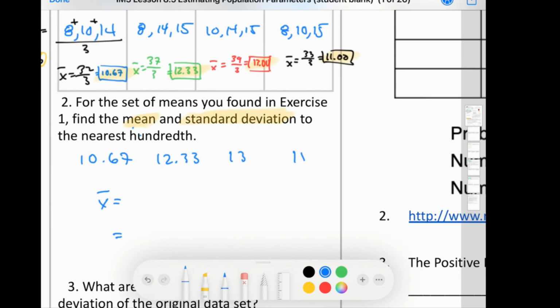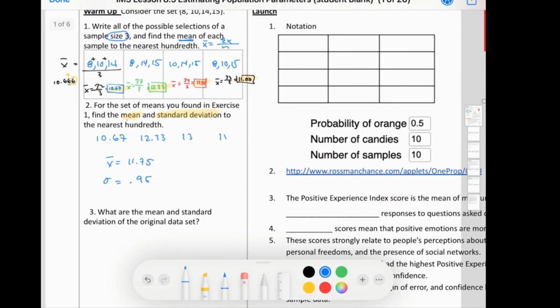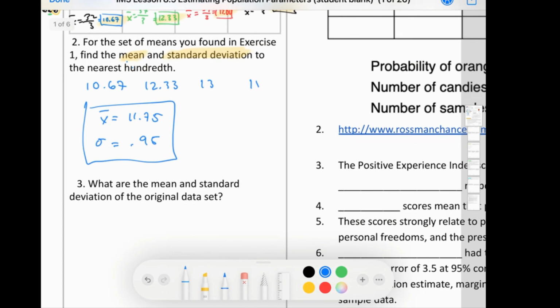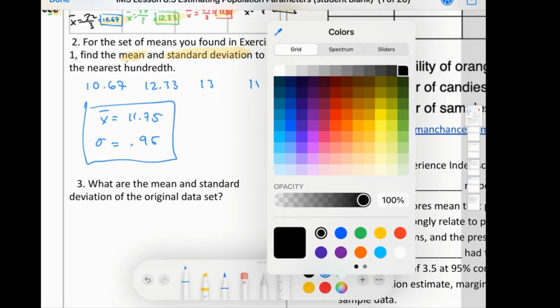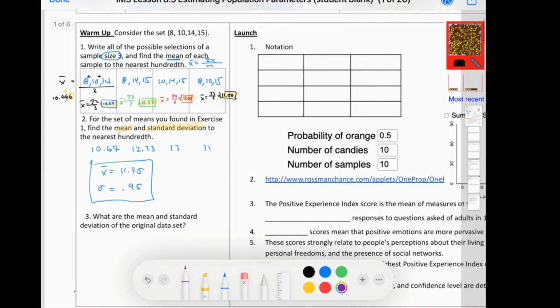Oops, this one should have been a sample. Okay, so those are our answers. And then it tells us, let's get another color here, a dark color like purple. What are the mean and standard deviation of the original set? So now for 3, they want us to look at these numbers right here, okay? So if I write those numbers down, 8, 10, 14, and 15.